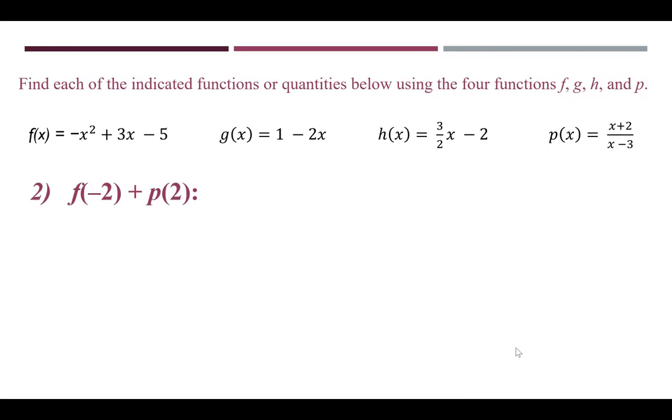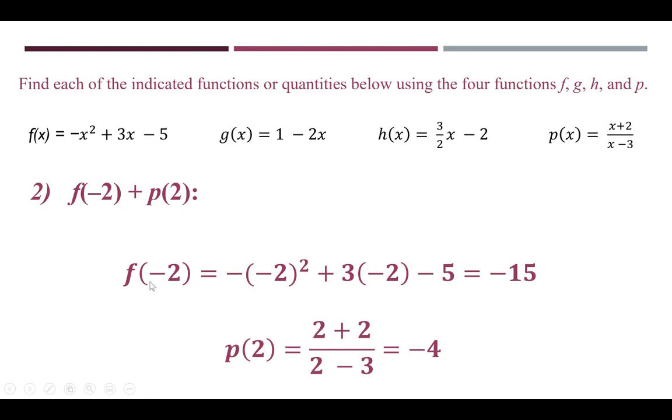This one is not really a composition of functions per se. We're just finding f of negative 2 and p of 2 and adding them together. So for f of negative 2, I'm going to substitute negative 2 in place of x, do the mathematics to find the corresponding y value. And for p of 2, I'll locate the p function over here on the right side, and I'll substitute 2 everywhere you see an x, and just do the arithmetic.